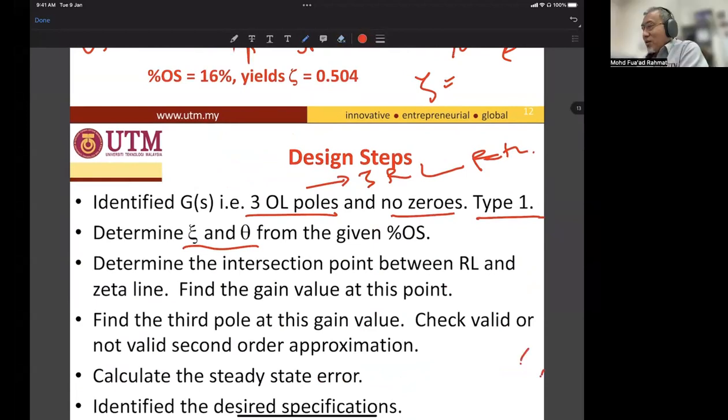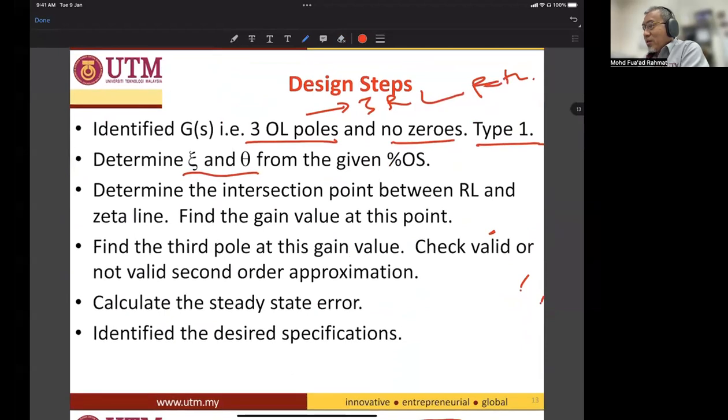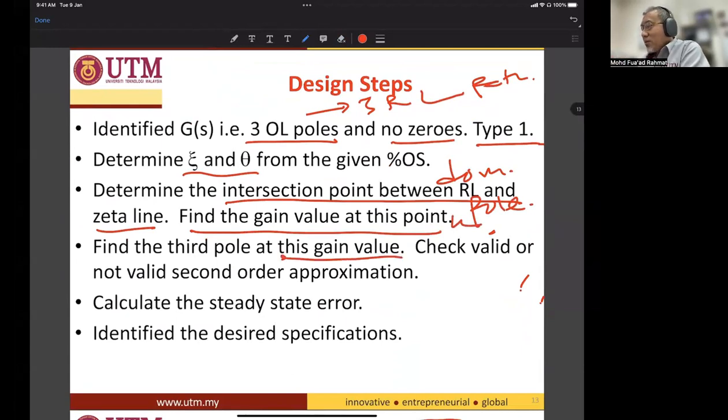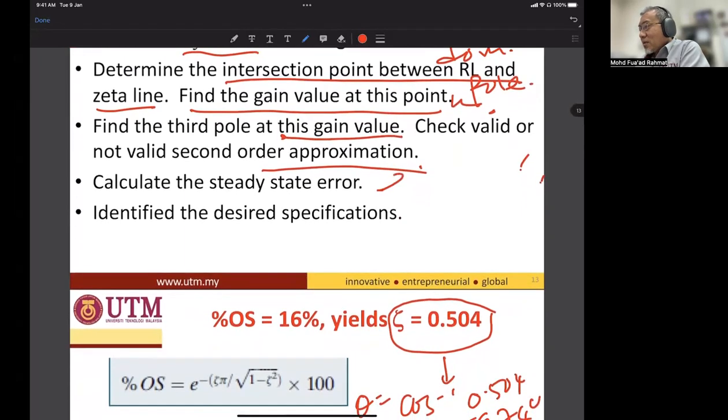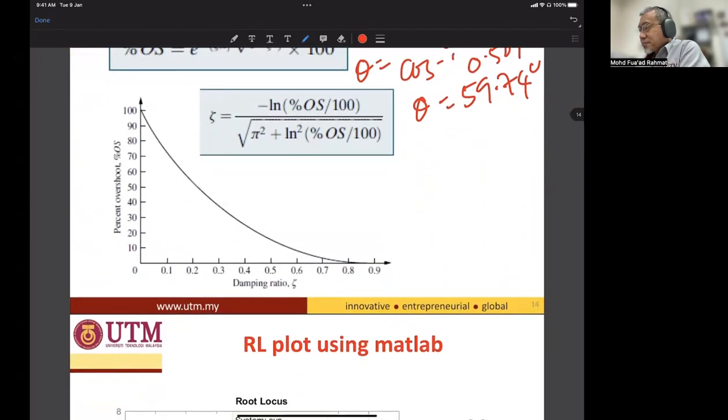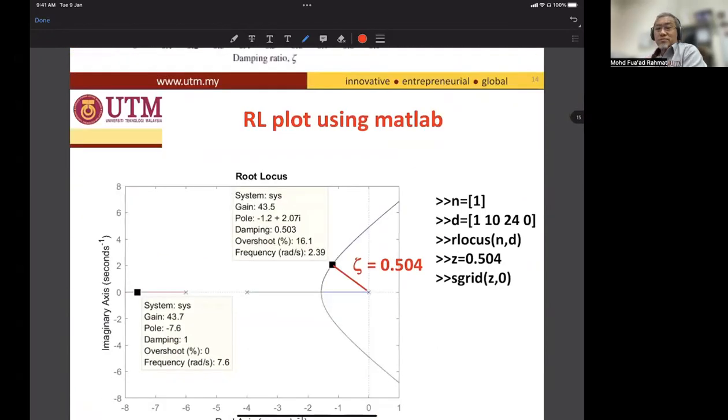So then we get the value here by determining the intersection point between the root locus and the zeta line to get the dominant pole. Find the gain value at this point. These are the steps. Find the third pole at this gain value. Check the validity: is it valid or not for second order approximation? And calculate the steady state error, ESS, to identify the desired specifications. Okay, so we plot, like just now, we plot.